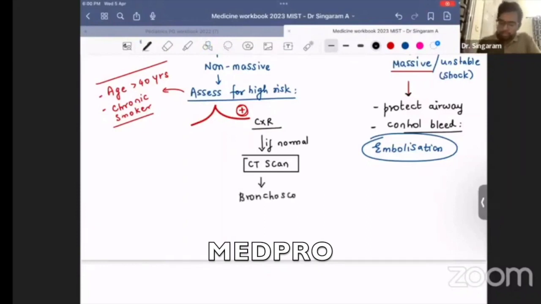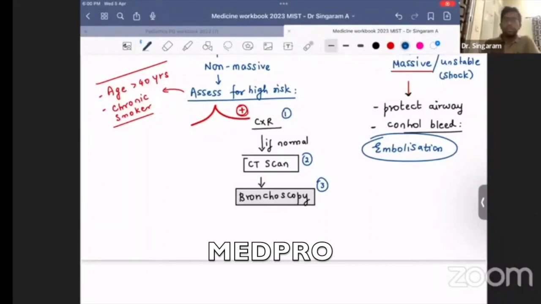Are you able to follow this? So this is what I want you to remember. The sequence is like this. Number one will be the chest X-ray. Number two will be the CT scanning. And after CT scanning only, you go for bronchoscopy. This is what Harrison textbook says, and that is what we follow clinically also. First, the X-ray. If normal, go for CT scan. CT scan will tell you which side, right or left. Then you can go for the bronchoscopy.